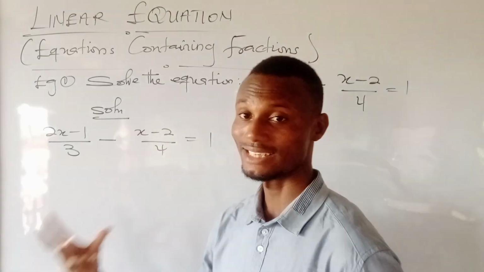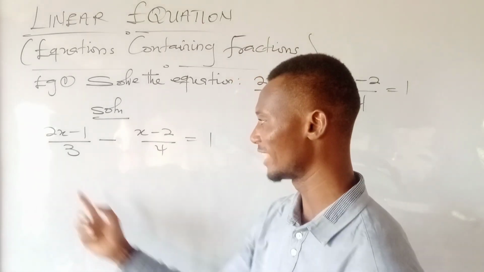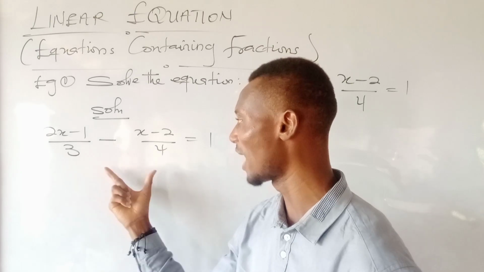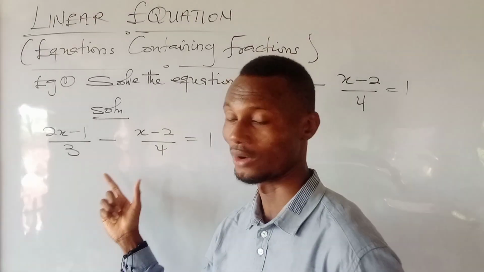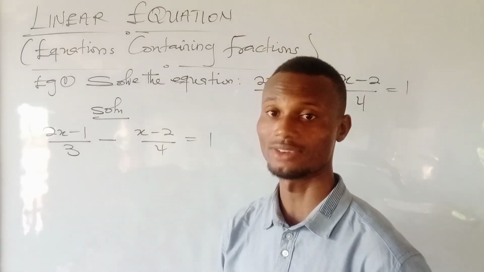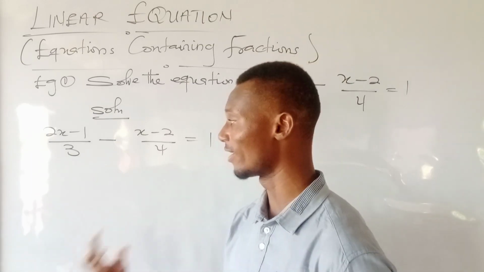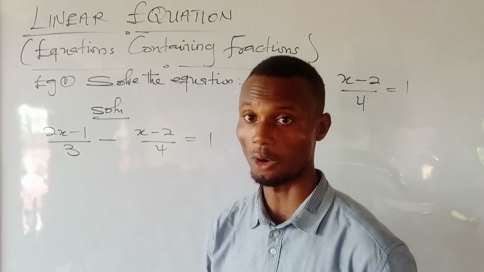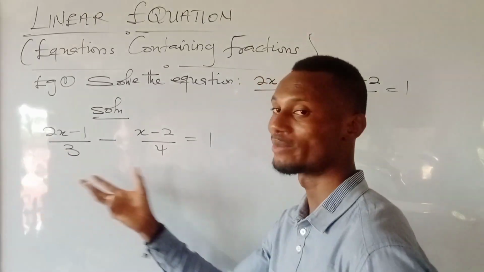And I said that how to get the LCM is to use the denominators. The denominators we have here are 3 and 4, and I've taught you how to find the LCM of numbers. So finding the LCM for 3 and 4, it is 12. So we multiply through by the LCM.